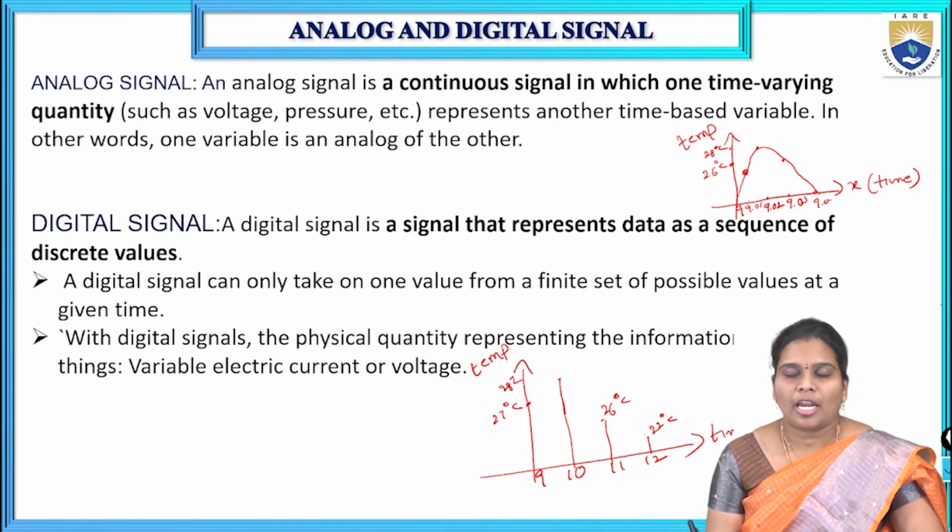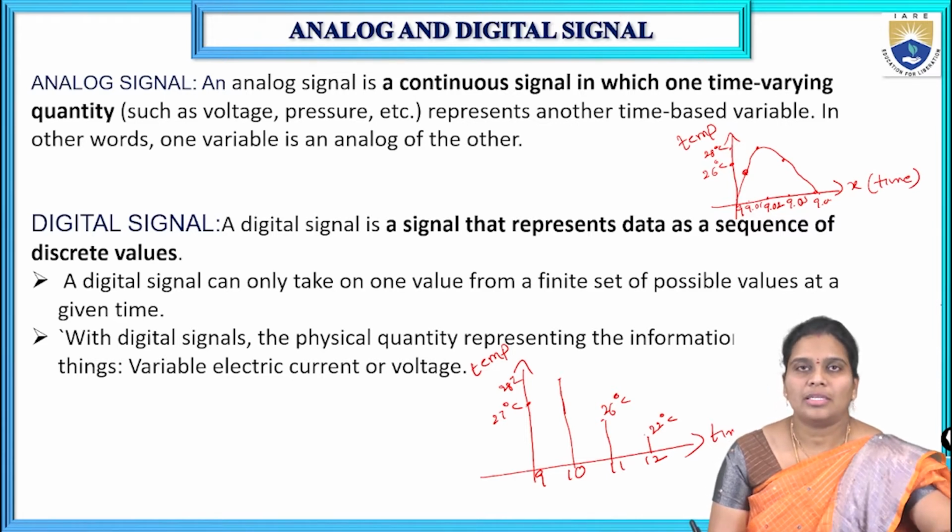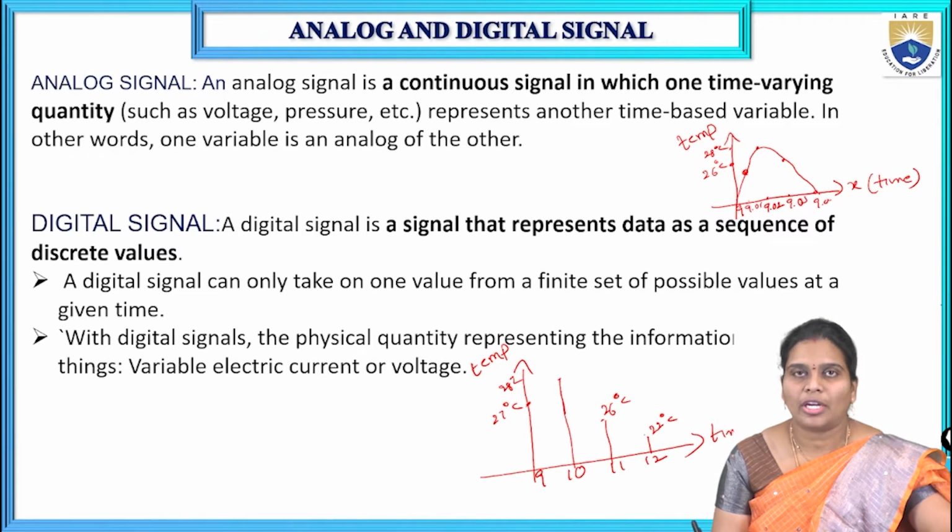Comparing the analog signal and digital signal, the analog signal has more noise than the digital signal. In the analog signal we take every second of time, so noise may occur. In the digital signal we take only some instants of the time period, so noise might be reduced. The analog signal is a continuous time signal, and the digital signal is a discrete time signal.